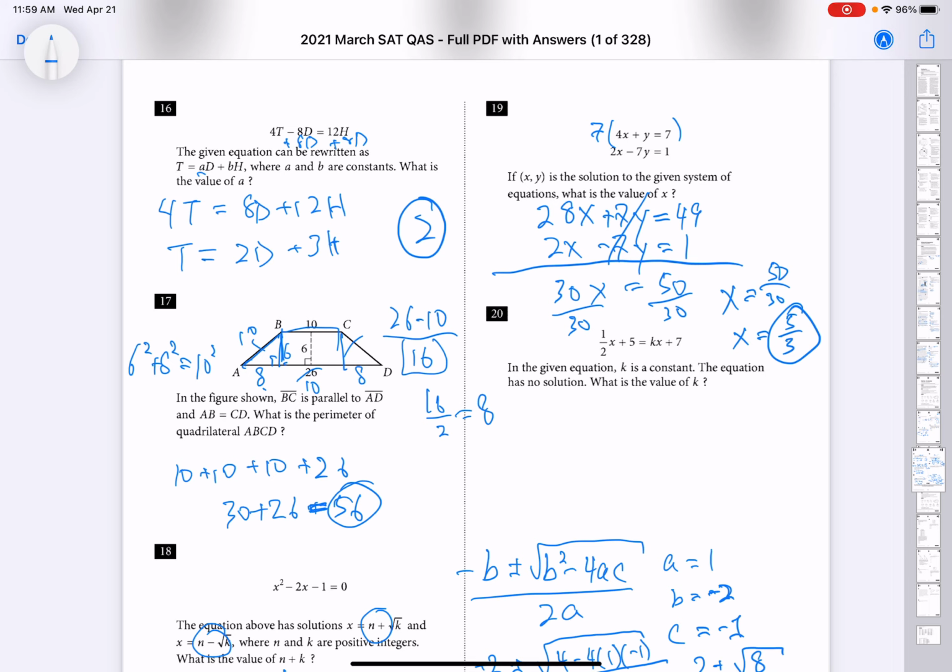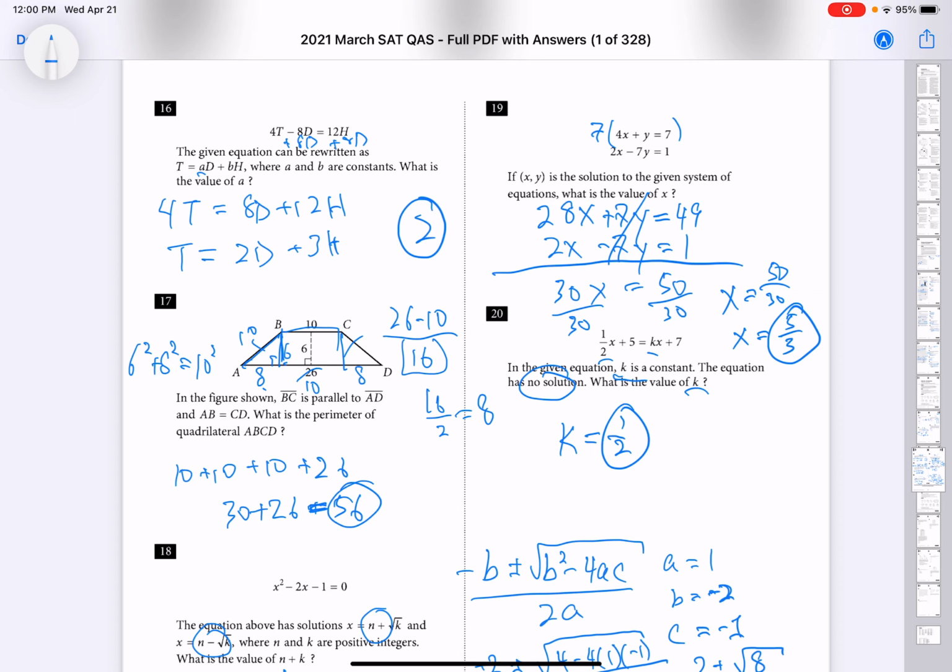All right, last question, number 20. If one half x plus 5 is equal to kx plus 7, and in the given equation k is a constant, the equation has no solution. What is the value of k? In a situation where there is no solution, it means that these two slopes have to be equal. So for number 20, a little bit of a gift to us, k is just equal to one half. The answer is 1/2.